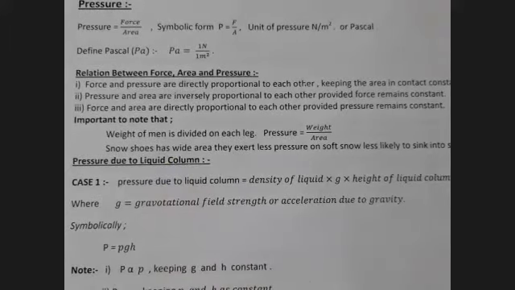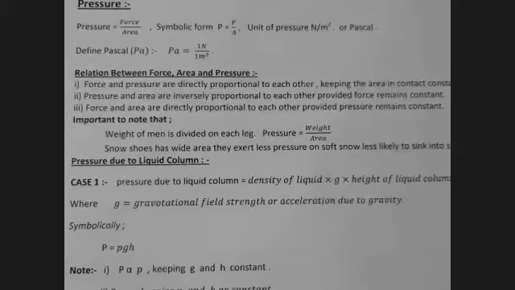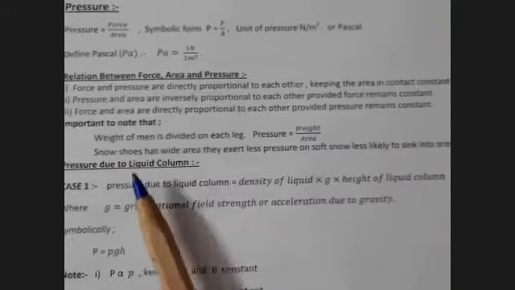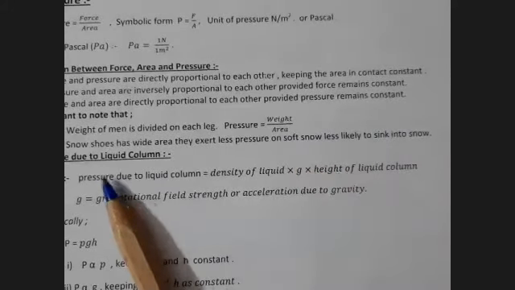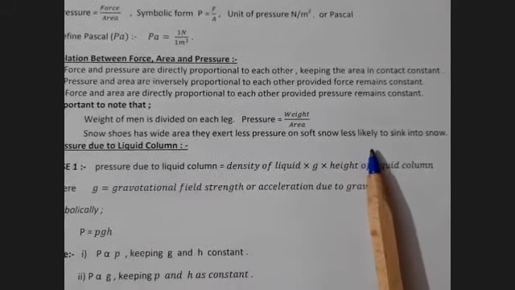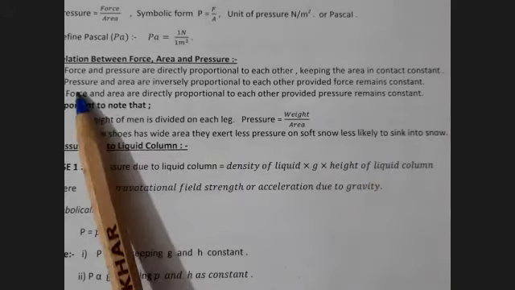If the shoe has a wide area, it exerts less pressure on soft snow, and you are less likely to sink into the snow. This is the question: if you are using flat shoes on the snow, then it will be easier for you to walk on the snow, because if there is a greater area, then there will be lesser pressure. We have discussed that pressure and area are inversely proportional to each other.